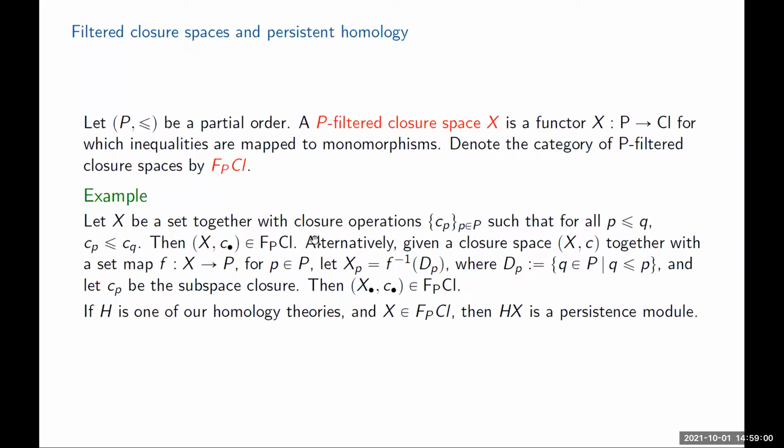But if you wanted to get actual inclusion maps into bigger sets, you can always consider the setting when you have a map from your closure space into some partial order, and then you can take the inverse images of down sets. And this gives you an increasing filtration of the space you started with. So this gives you actual inclusion maps as well. And then if we pick one of our homology theories and we compose the homology functor with this filtered closure space, we get persistent modules and persistent homology from this setting.